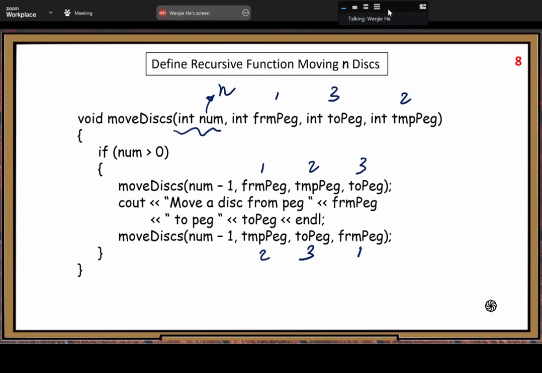So after this example, can you appreciate the power of recursion? Think about if you are not allowed to use recursion, how can you solve the problem? I cannot solve it. I admit I cannot do it. So that's the power of recursion.